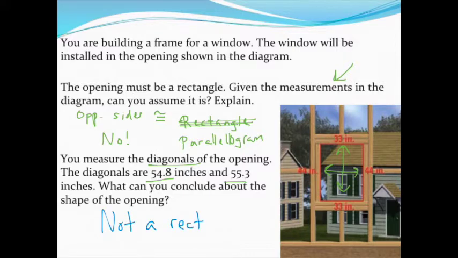So what I would need to do is I would need to kind of bump the window frame a little bit to the right or left in order to get those diagonals to be the same length. So I would be working with a rectangle. But based on the fact that we have diagonals that are not congruent, this is definitely not going to be a rectangle.